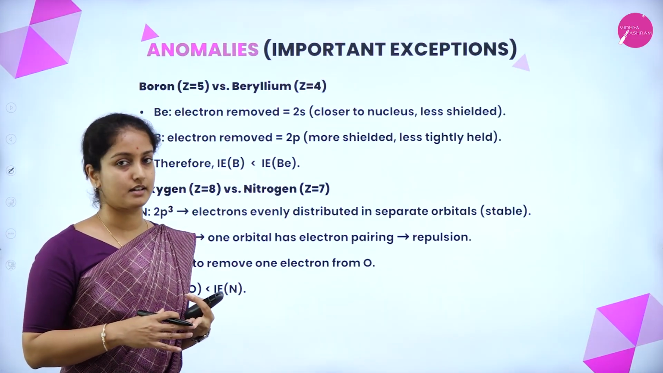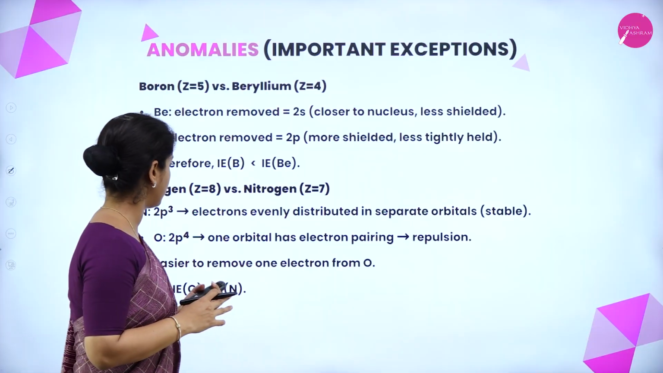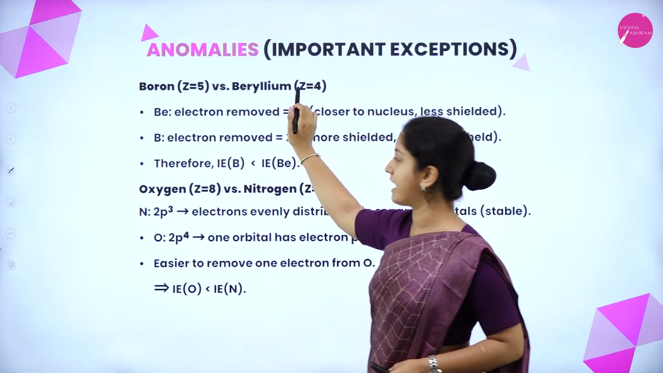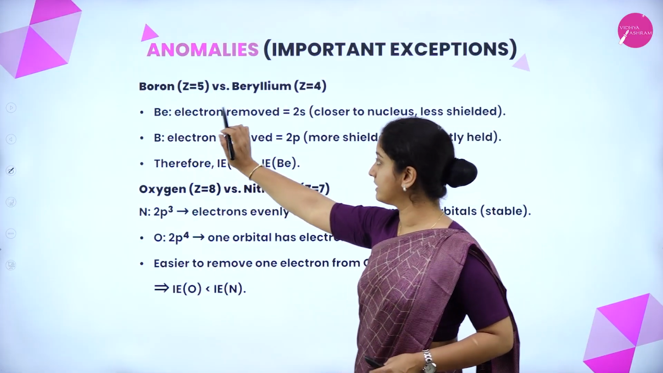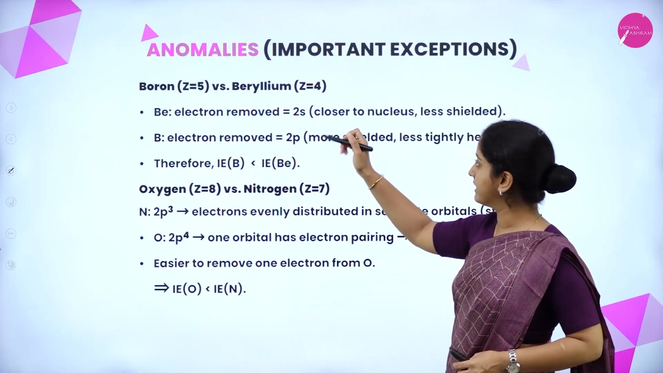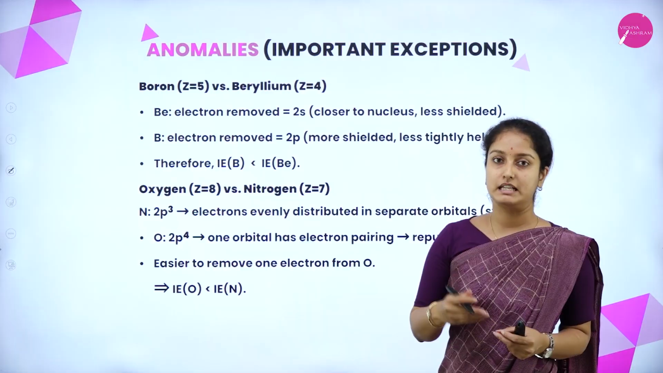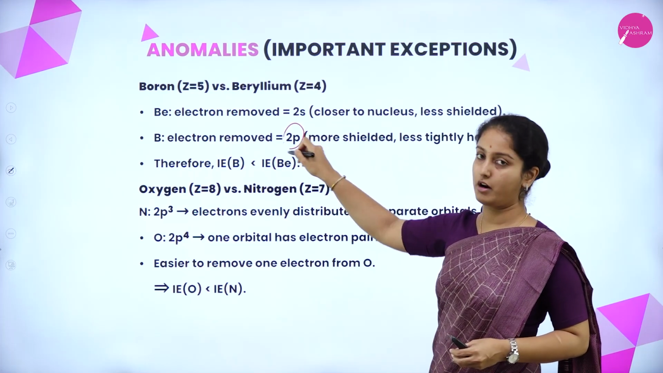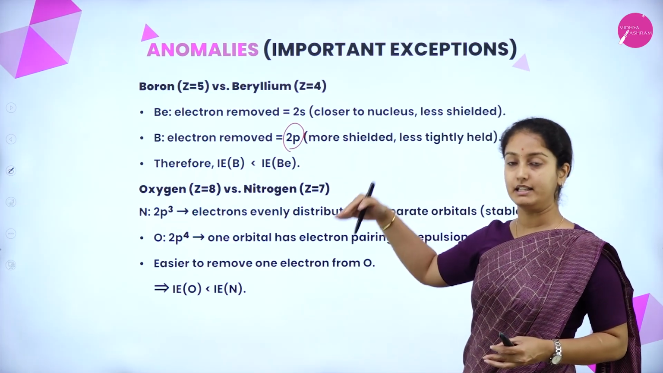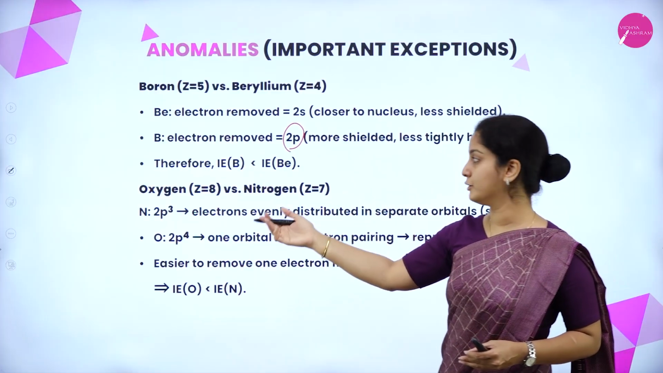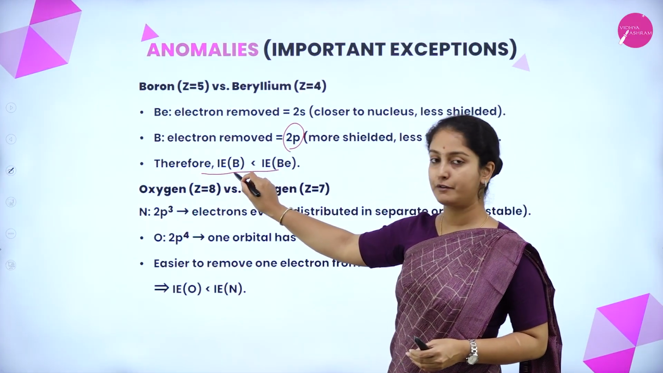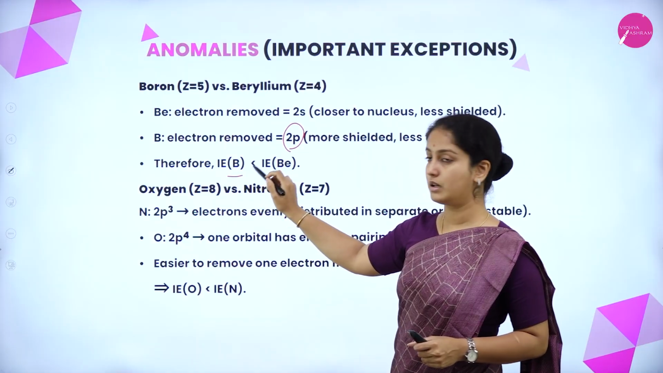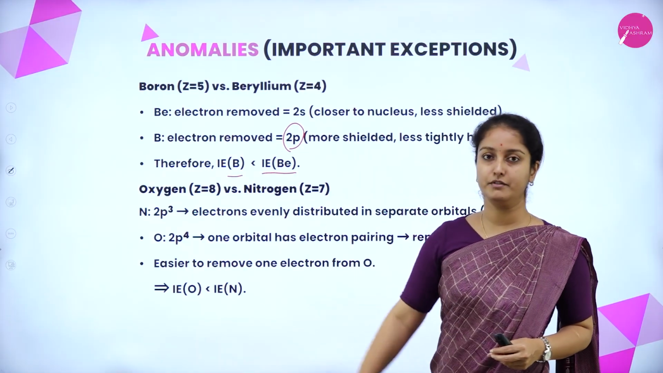There are a few exceptions, or anomalies, between boron and beryllium, and between oxygen and nitrogen. Boron has atomic number 5 and beryllium has atomic number 4. In beryllium, the electron to be removed is from 2s, which is closer to the nucleus, so it gives a lesser shielding effect. When it comes to boron, the electron removed is from the 2p orbital, which is more shielded by the inner electrons, so it is less tightly held by the nucleus. Therefore, the ionization enthalpy for boron will be less compared to that for beryllium.